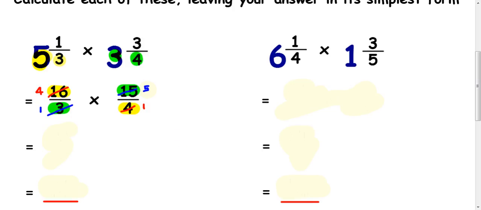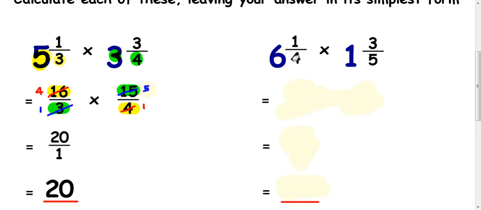Now just by doing that, I can now multiply the new smaller numbers to get the answer. So I've got 4 times 5 in the top, which is 20, and 1 times 1 in the bottom. And that's just 20. And that was a lot easier than doing 16 times 15 and 3 times 4 and have to simplify that down, which would have come to 20. A lot harder, especially on a non-calculator paper. Right, let's do the next one.